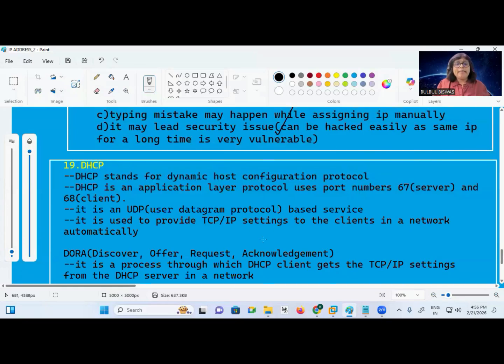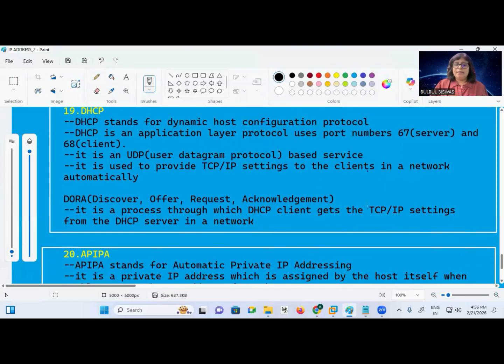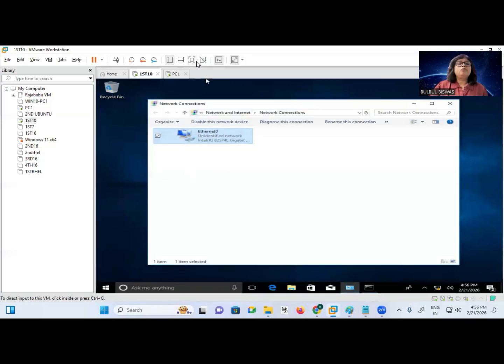That means the moment clients get the TCP/IP settings from the DHCP server, they can run smoothly in the network. Is it clear? But for this, the DHCP server follows a process called DORA. DORA is nothing but discover, offer, request, and acknowledgement. Okay. So here, what happens? The DORA process is not initiated by the server. It is initiated by the client. So whenever a client in a network, suppose a machine, I'm showing you this machine, you check it. What happens?